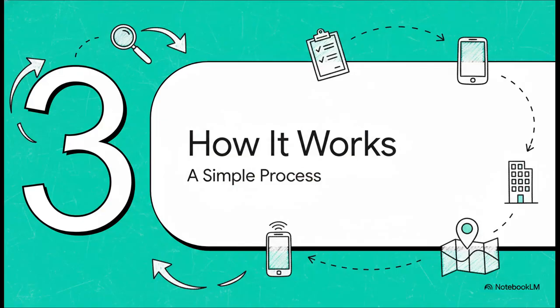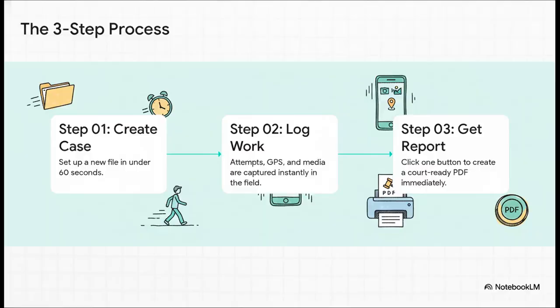Okay, so we've talked about the why. Now for the fun part, the how. And you're about to see this isn't some complicated new system you have to spend weeks learning. It's a simple process that just fits right into what you're already doing out in the field. It's literally as easy as 1, 2, 3. First, you create a new case. Seriously, it takes less than a minute. Second, while you're on the job, you log everything as it's happening. Your attempts, your GPS location, you snap a photo, you take a video. It all goes right into the case file, in real time. And then, step 3. When you're done, you hit one button. That's it. And boom, a professional, court-ready PDF report is ready to go.